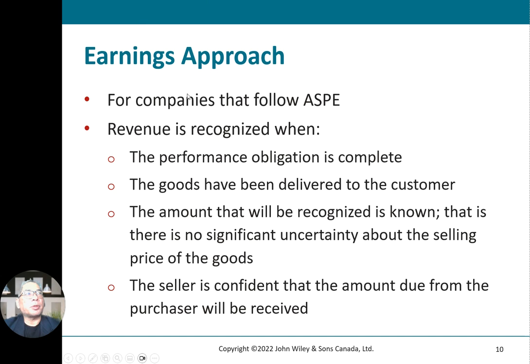Look at the earnings approach. For companies that follow ASPE, revenue is recognized when the performance obligation is complete, the goods have been delivered to the customer, the amount that will be recognized is known, and there is no significant uncertainty about the selling price of the goods. Okay, the seller is confident that the amount due from the purchaser will be received.